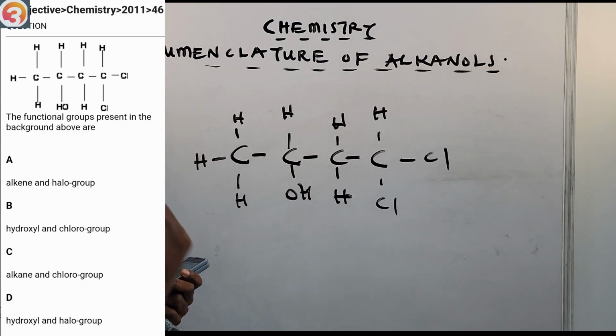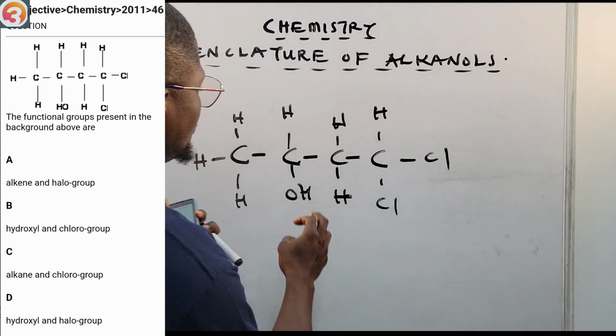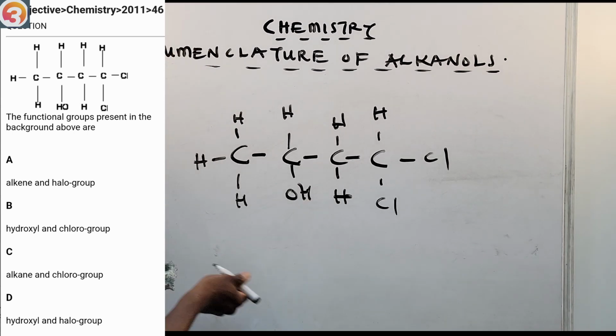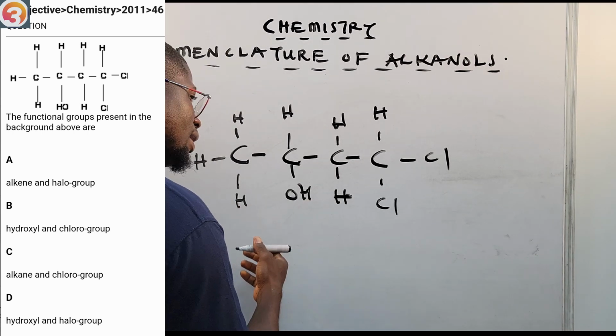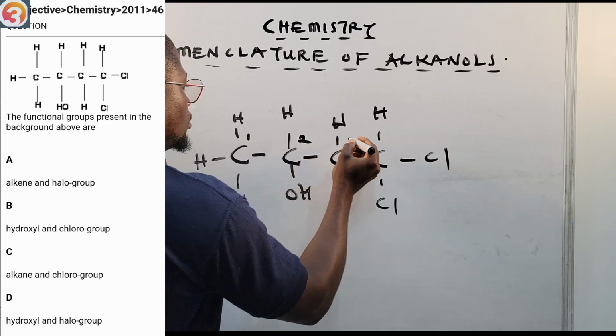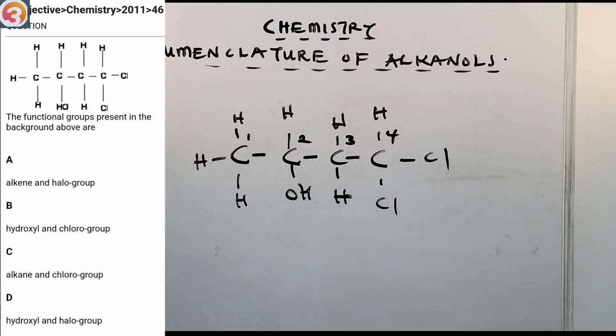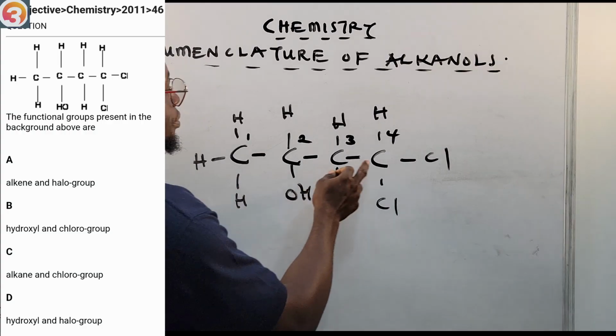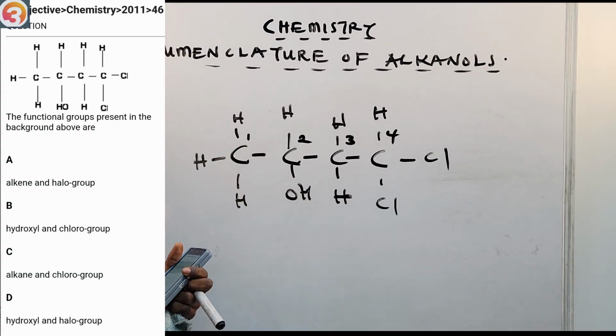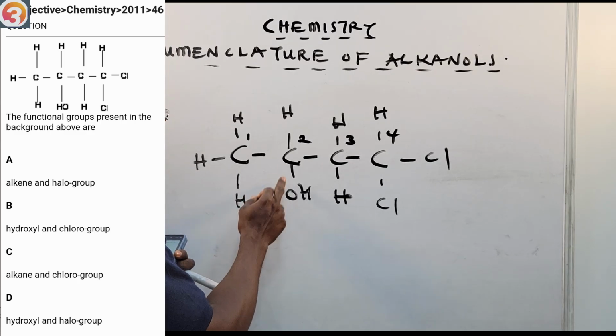Locate the position of your hydroxyl functional group. It is here. So let us number, and numbering will favor going from left to right: 1, 2, 3, and 4. How many carbon atoms are in the parent chain? There are 4 carbons. That's but. The OH is on the second carbon.